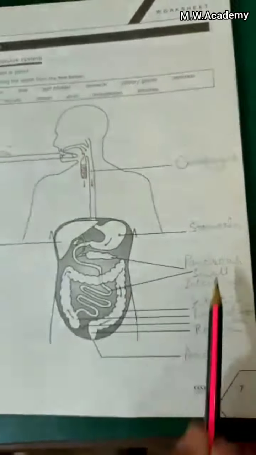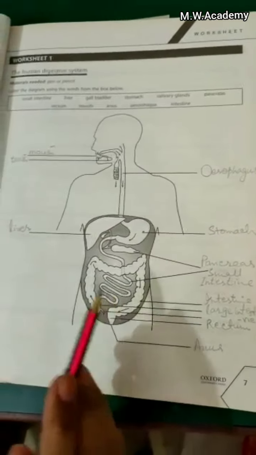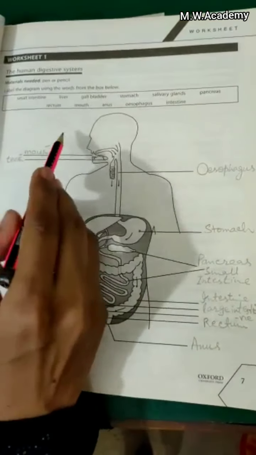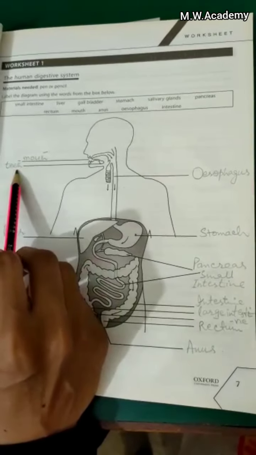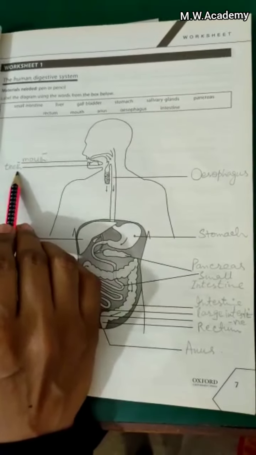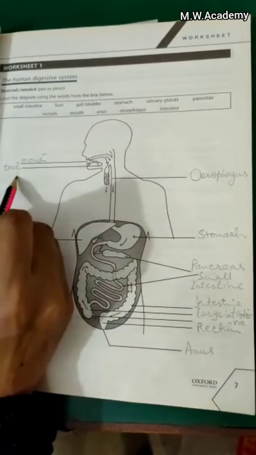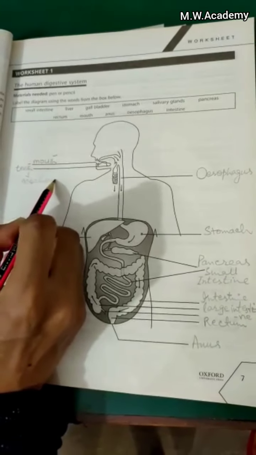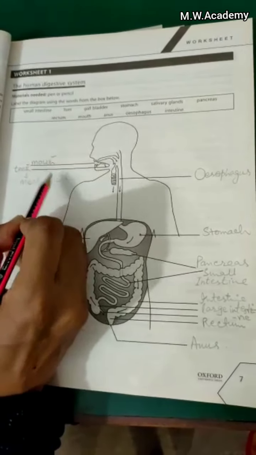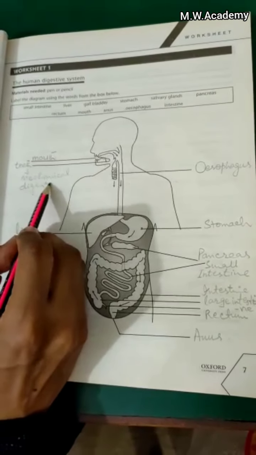Students, you are seeing in this diagram the human digestive system, which starts from the mouth. In our mouth, teeth are present, and the teeth play an important role in mechanical digestion, which means they split the large food molecules into smaller ones.